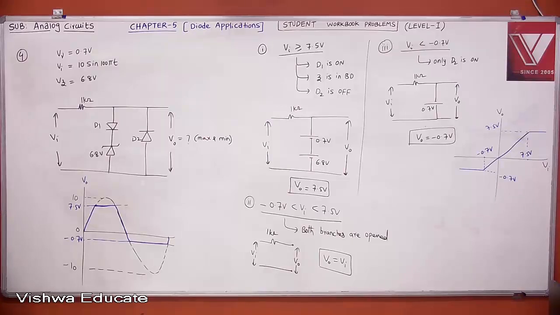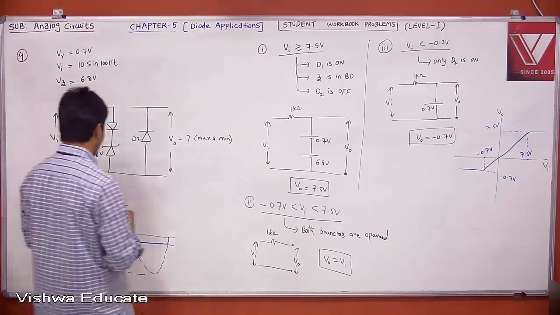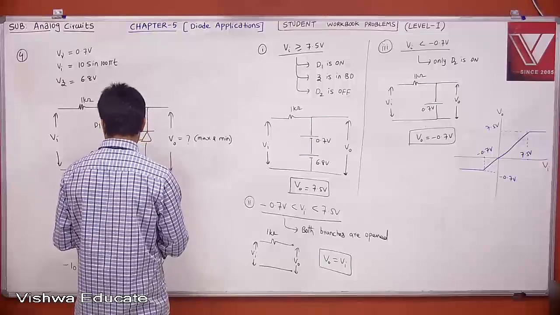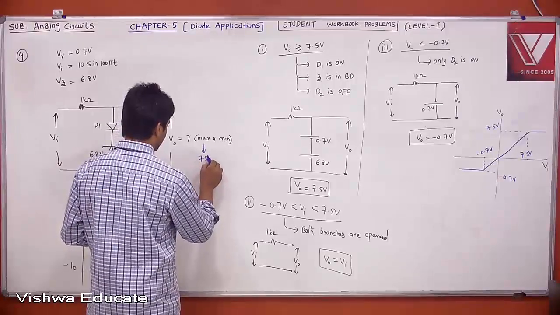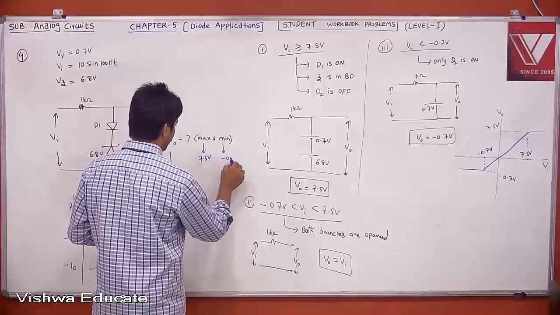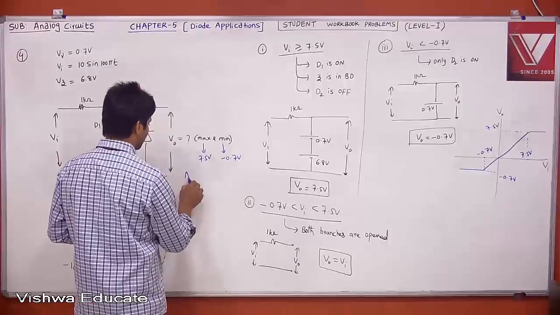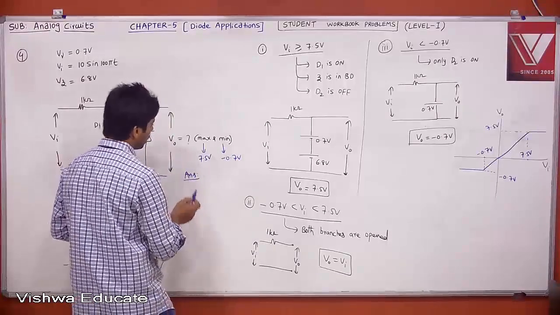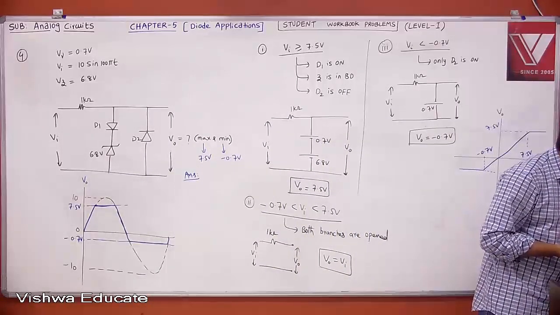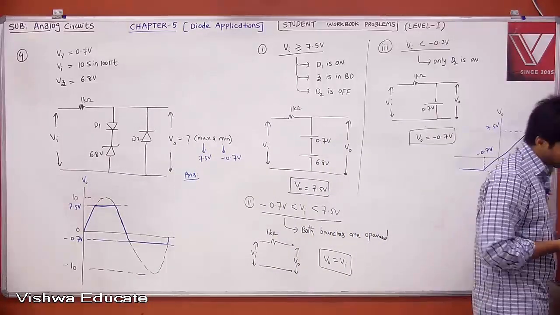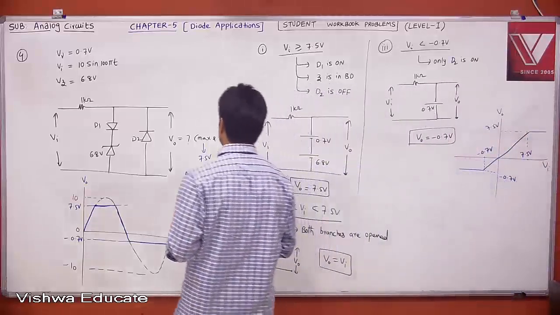Therefore, this is also a clipper. Tell me, what is your maximum value? The maximum value is 7.5 and the minimum value is minus 0.7. Therefore, the max is 7.5 and min is minus 0.7. What is the answer? Which matches this? Minus 0.7 to 7.5, right? Max is 7.5 and min is minus 0.7. Answer is C.